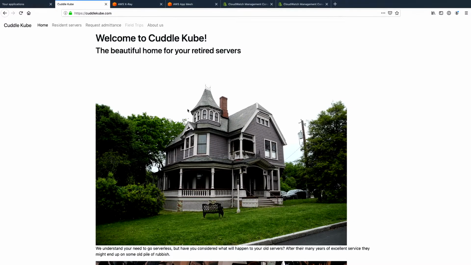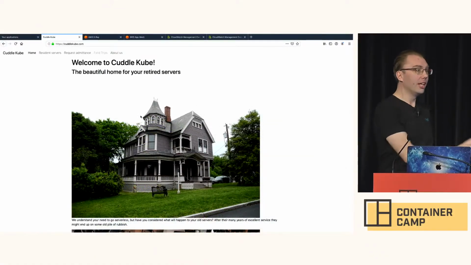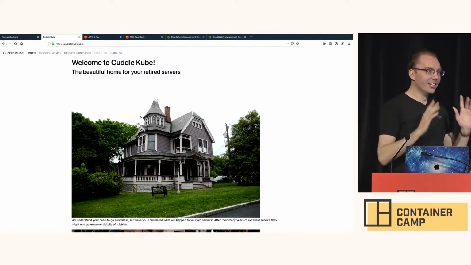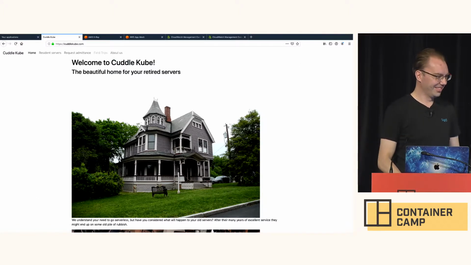Cool. So this is CuddleCube. Welcome to CuddleCube. It's a retirement home for your service. You may have noticed, by the way, during our introductions, neither of us does any UI, UX type work. So don't judge us on the way it looks, please. If we get some VC funding out of someone here, we will definitely hire a UI, UX engineer.